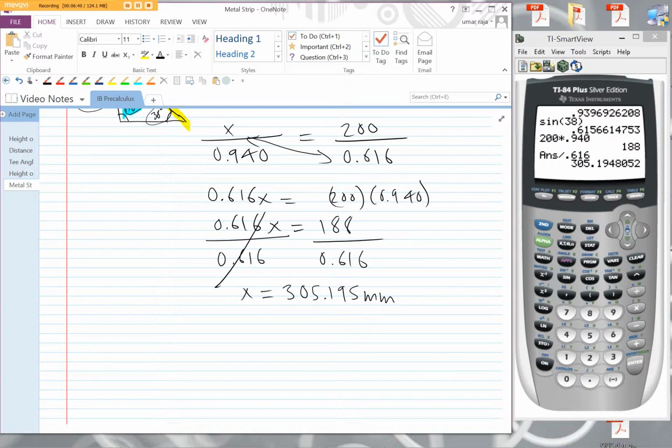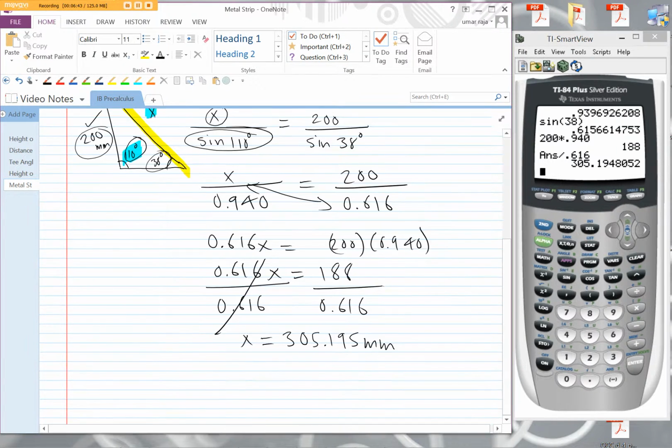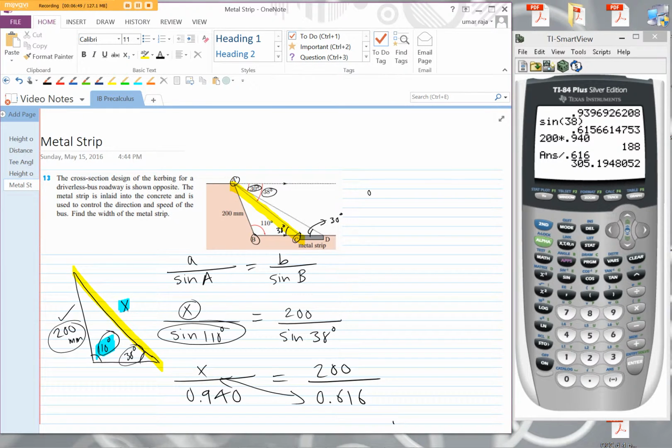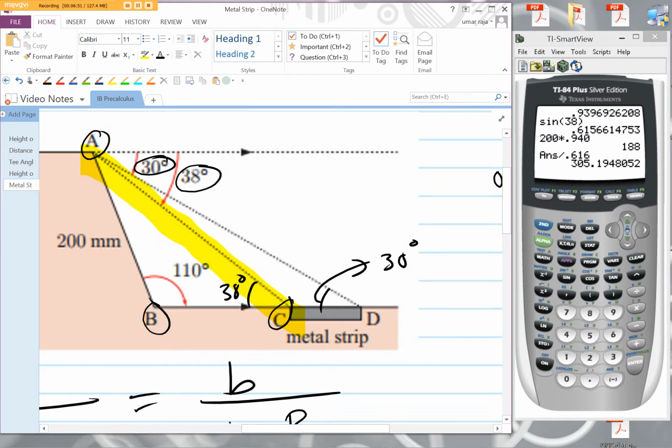Alright guys, so what do you do with this length? Well, you found this distance, which is 305.195, and let's zoom in on this. This thing represents that distance. So that's 305.195 millimeters. What we're going to do is we're going to need to find what this distance is.